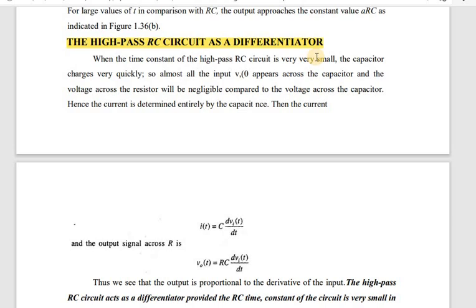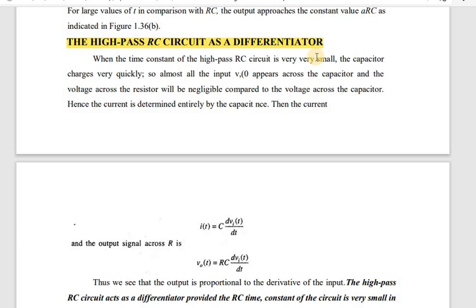The name itself arises from the fact that under these circumstances the voltage drop across the resistor will be small in comparison with the voltage drop across the capacitor. I'll repeat it once again: under these circumstances the voltage drop across the resistor is small compared to the voltage drop across the capacitor.